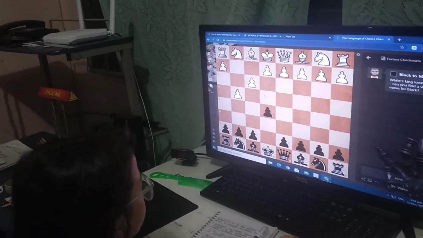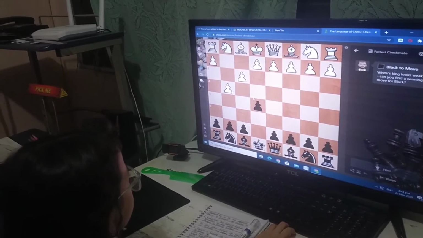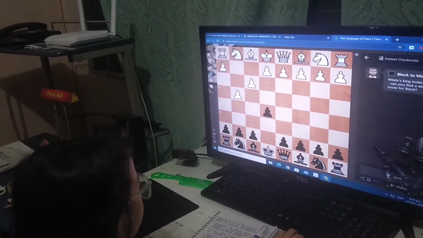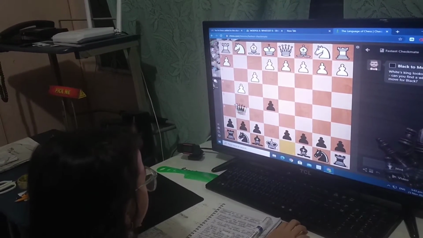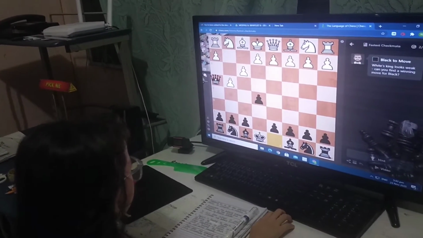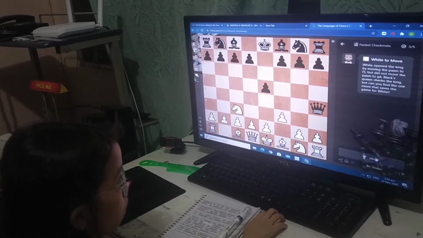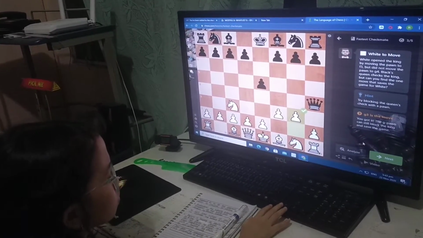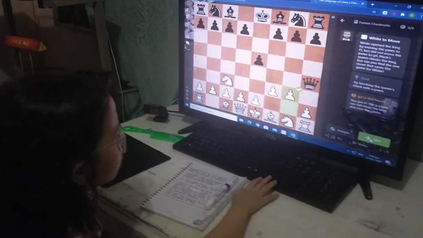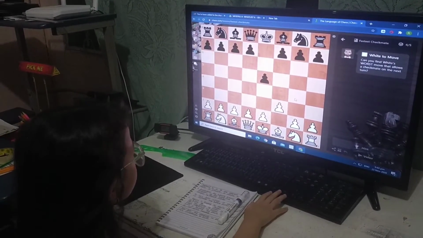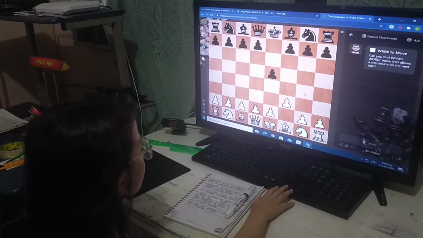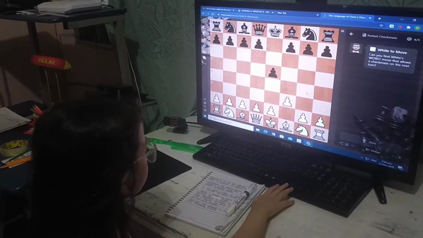Okay, black's turn ka, baby. So, black to play. Saan siya machi-checkmate? Katulad lang din kanina yan. Okay, nice. Okay, nasan ang black ka ngayon? Nasan ang white ka ngayon, white.